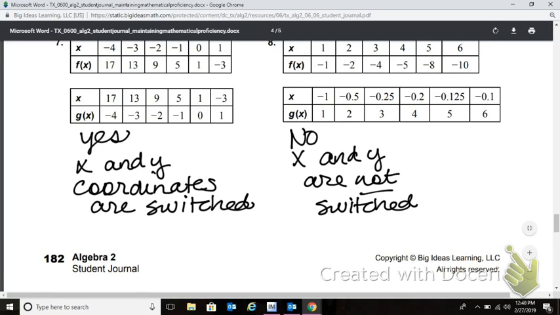So when you have a table, all you have to do is look at the points and see if they've switched the x and the y. Be careful because sometimes they try to trick you by just changing the signs, but that's not enough. The actual x and y have to switch.